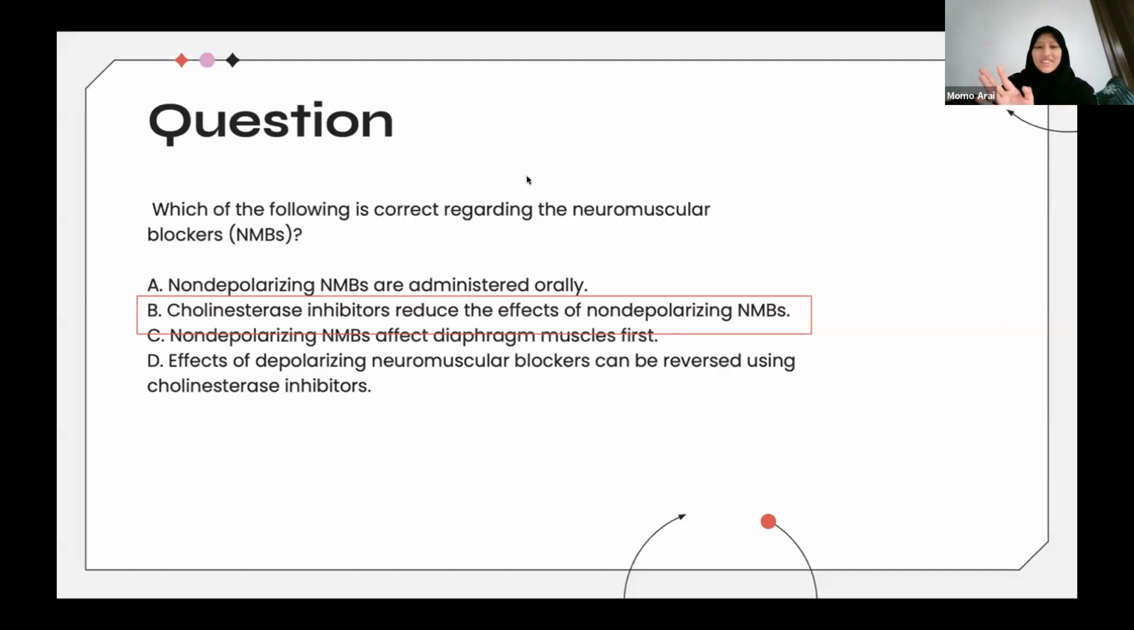I know it's the opposite effect. You can forget about non-depolarizing or depolarizing. You're basically blocking the neuromuscular junction, right? Now, if you're using another drug that inhibits the enzyme that breaks down the neurotransmitter itself, the neurotransmitter will increase in the synapse, right? Which will reduce the effect of neuromuscular blockers. Does that make sense? I'm sorry, I know it's a lot. I wish there was a picture to explain this.